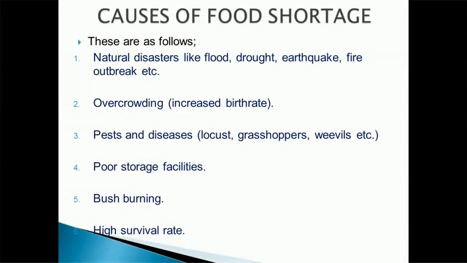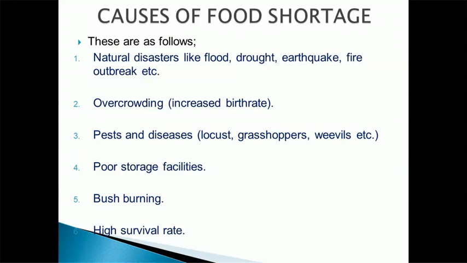These are as follows. Number 1, natural disaster. Natural disasters such as flood, drought, earthquake, fire outbreak can lead to food shortage, either by destroying the crops on the farm, destroying a storage facility, or destroying roads so as to prevent the food from getting to the market or to the consumers of the food.